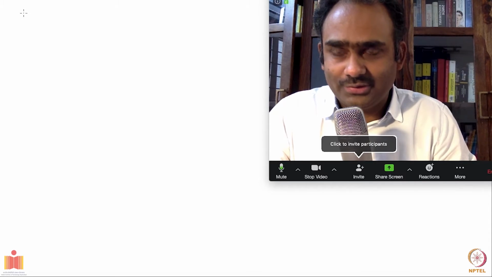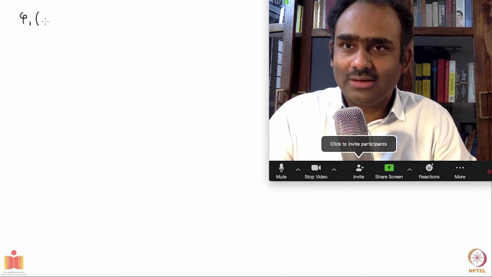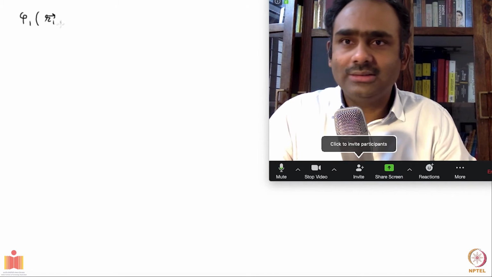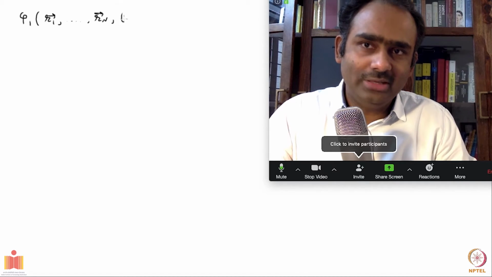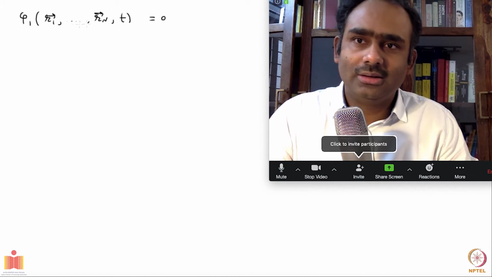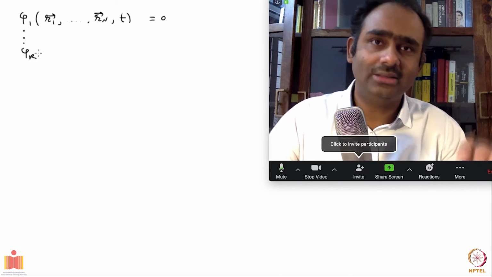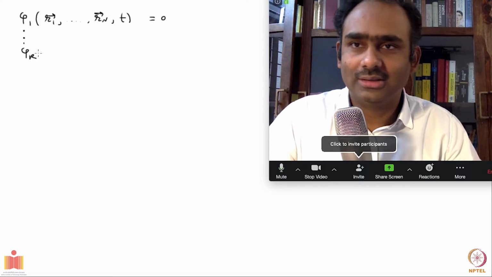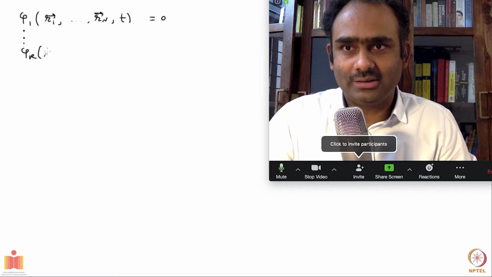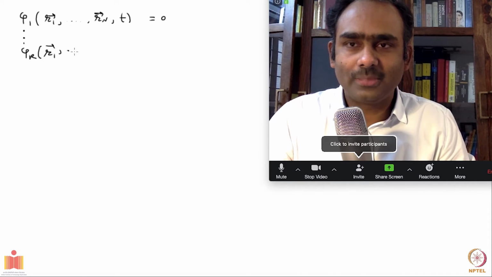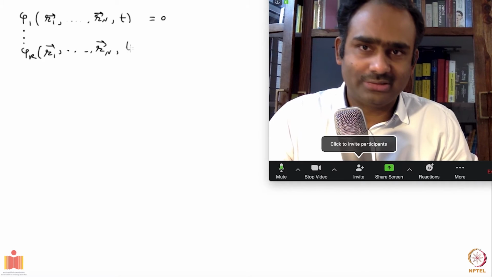So I should be able to specify, let's say you have k number of constraints, so I should be able to write phi1 of r1, let's say you have n number of particles, up to rn, and the constraint may depend on time. Similarly you will have a total number of k, and I mean k independent. It should not happen that the constraints are dependent on each other. So they should be really independent constraints, and these are the only ones which we will assume are present in this course.